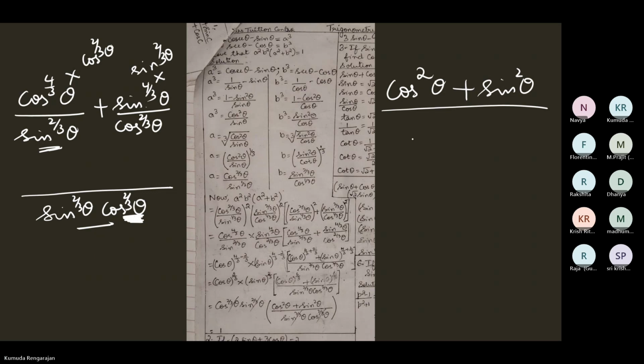divided by, so here you get sin square theta or cos square theta first. Cos square theta plus sin square theta. So that's what you see right below here. And the expressions in the numerator and denominator, the others, cos theta to the power 2 by 3, sin theta to the power 2 by 3, same thing here. So cos square theta plus sin square theta, which is 1 by the identity. Sin square theta plus cos square theta is 1.